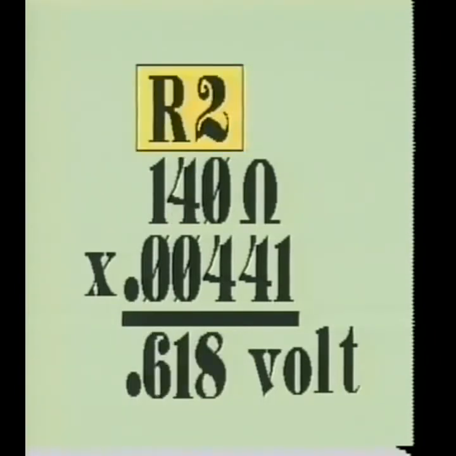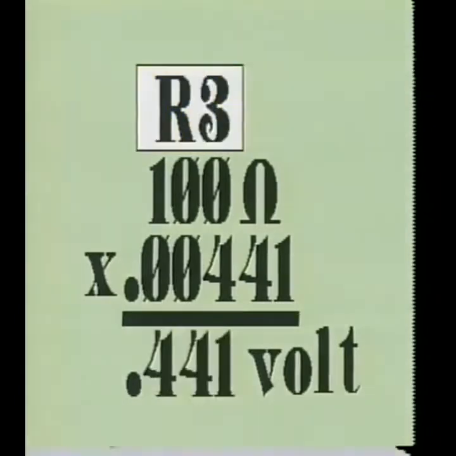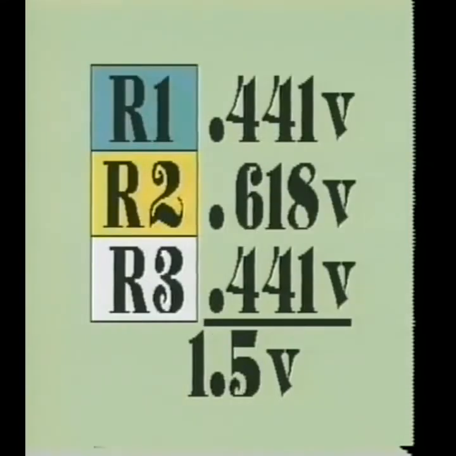When we multiply the actual current flow of 0.00441 amps times the value of R2, or 140 ohms, we show a voltage drop of 0.618 volts across R2. And when we multiply the actual current flow of 0.00441 amps times the value of R3, 100 ohms, we get a voltage drop of 0.441 volts across R3. By adding the voltage drops of R1, R2, and R3, we get the sum of 1.5 volts, which is the voltage of the power source.